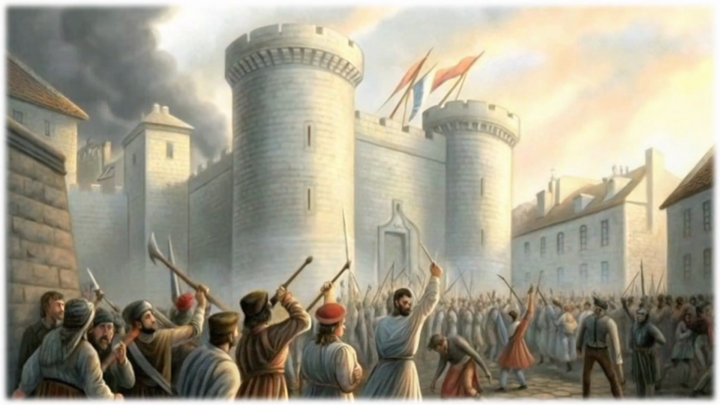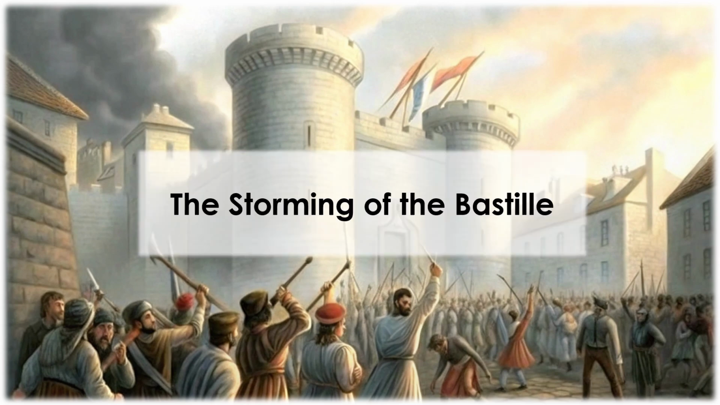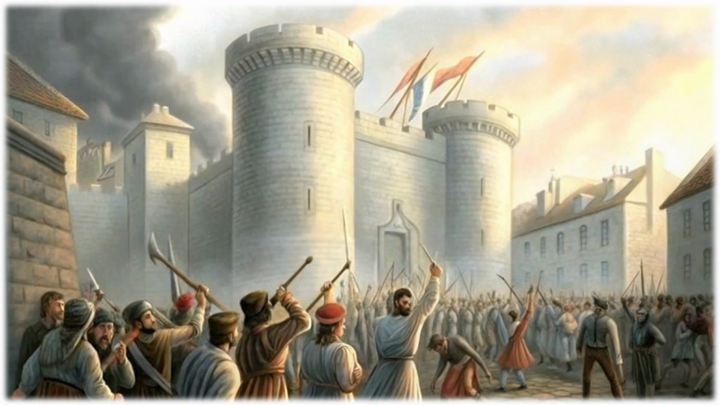On July 14, 1789, angry people stormed the Bastille, a prison in Paris. They saw it as a symbol of oppression by the king. With weapons and courage, they fought against the soldiers. This day is still celebrated as the beginning of the revolution.